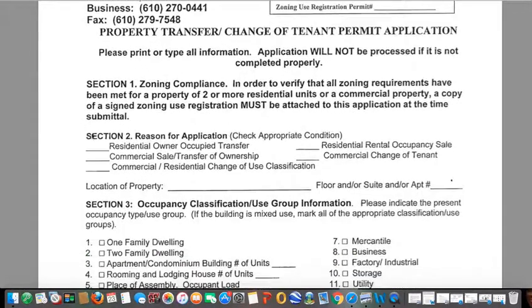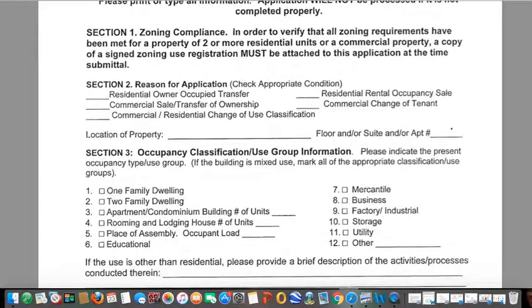If we refer to section 2, the reason for the application, we're never going to check off the commercial. We're always going to look for the words residential. So residential owner occupied transfer, that's it. And you can either put a check or an X. Location of property, and that's where you're going to essentially put the property address.